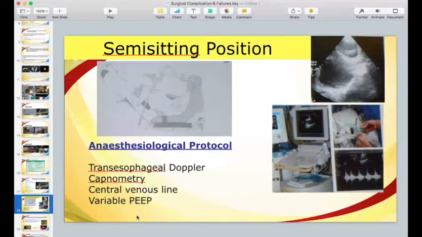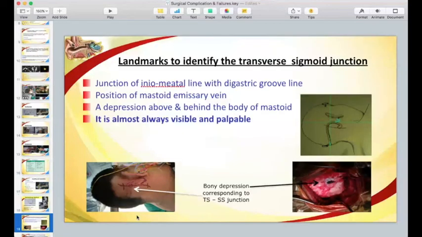So I prefer a lying position. I did sitting position in earlier years. I always did sitting position, then I changed over to this. Then I'm again changing into sitting position in some given cases, especially large tumors. So junction of iniomeatal line.